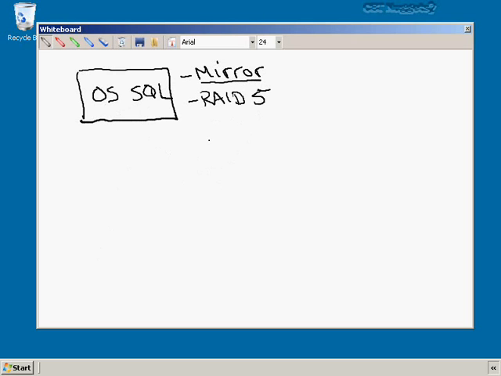Mirror is common because it only requires 2 disks, and because although mirroring is a little slower on the writing of data, the operating system and SQL Server typically aren't writing a lot of data. They're just reading that data off disk.